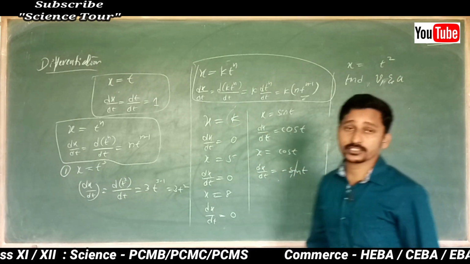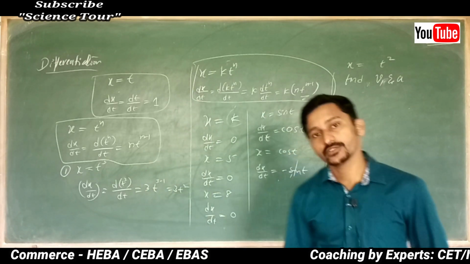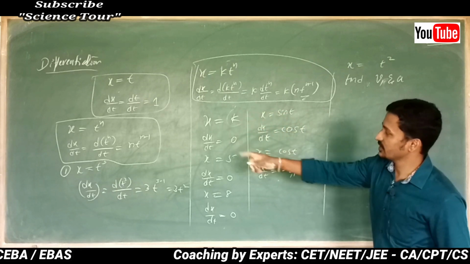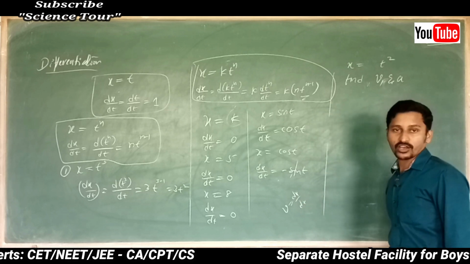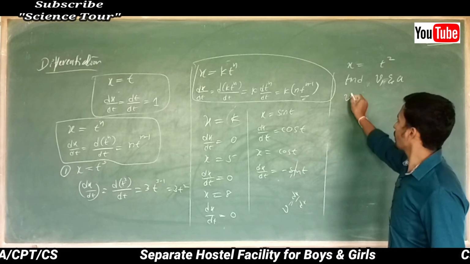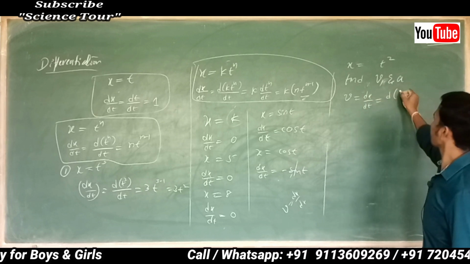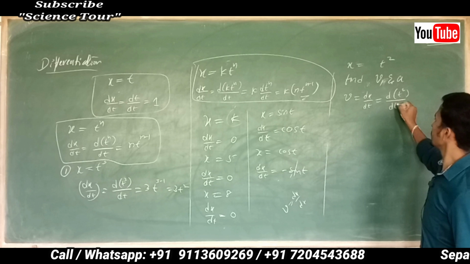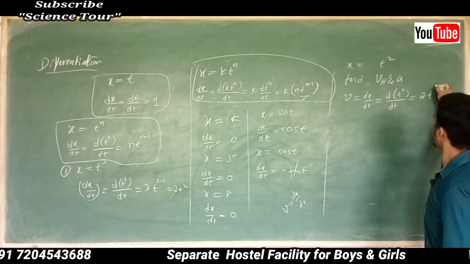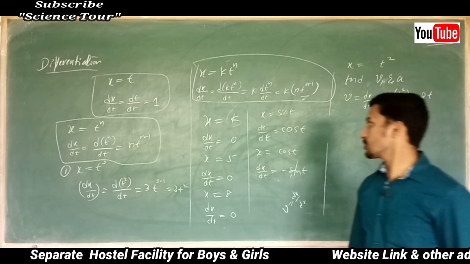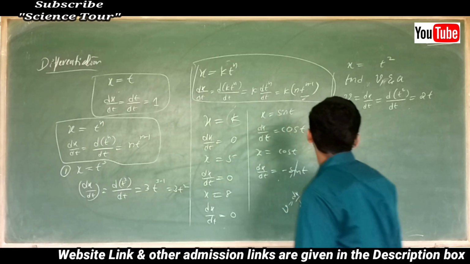Now what do I have to do? Displacement they have given. Displacement is t square, the square of the time. What do you have to find out? Velocity. I know that velocity is equal to dx by dt. So velocity is equal to d of t square by dt, which is equal to 2 times t to the power 2 minus 1, that is 2t.